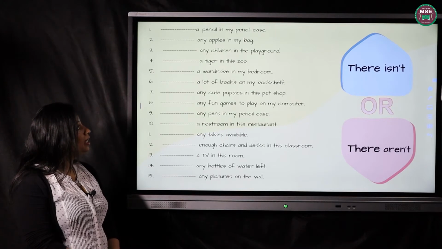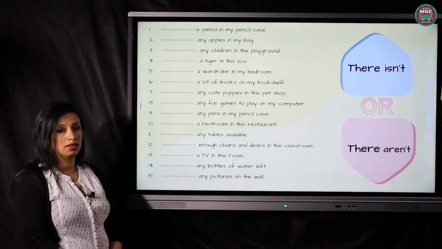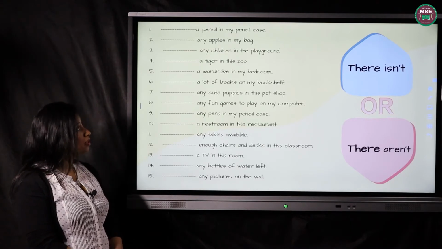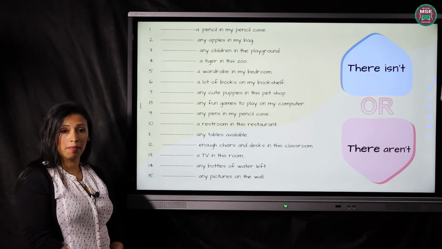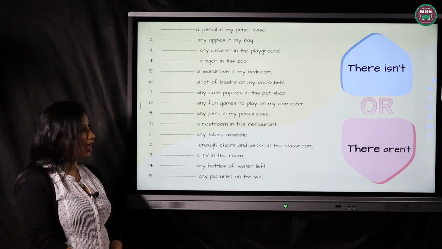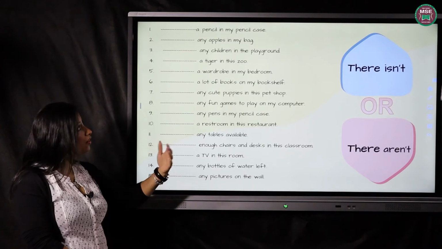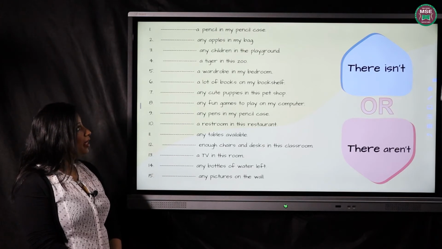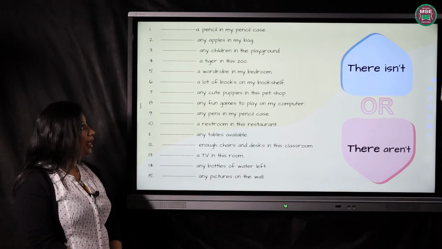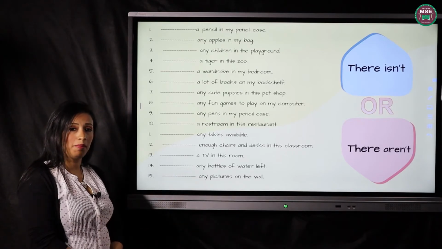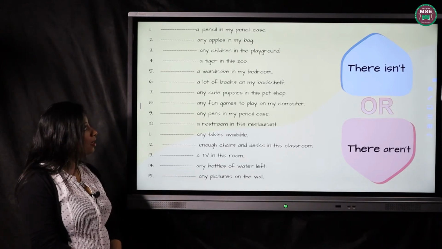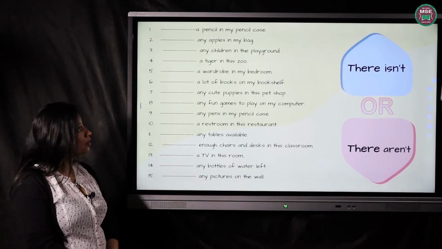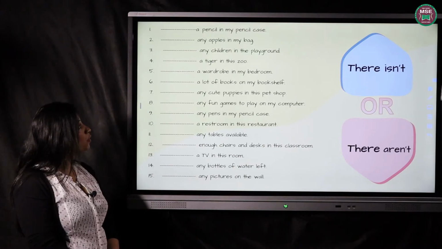Okay, any apples in my bag? There aren't any apples in my bag. Why? Because apples, if you look at the S, it means I'm talking about plural, many things. So when I put it in the negative form, I have to say there aren't any apples. Number three, any children in the playground? Children, many people. So what are we going to choose? There isn't or there aren't? There aren't.